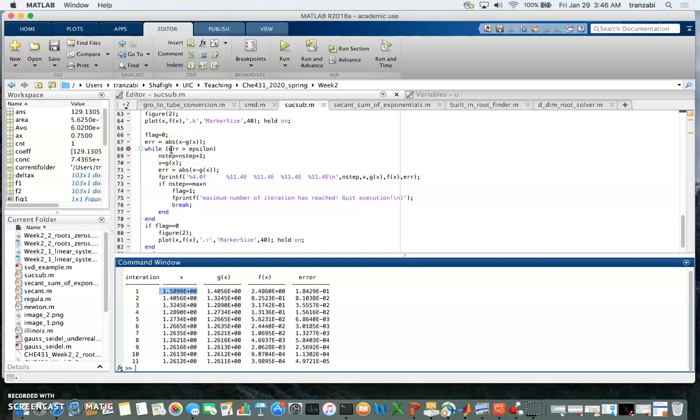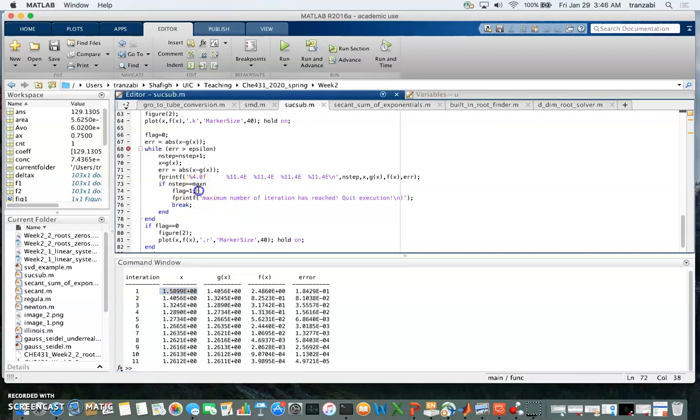find, or we couldn't find error to be less than epsilon, then we're going to basically raise this error statement saying that the maximum number of iterations has been reached and we never converged. So we're going to quit the execution. Okay, so if we quit execution, we set flag 1. If we do not hit the maximum number of iterations, then flag is still 0. So this flag, 0 or 1, is to check whether we meet the condition or not.